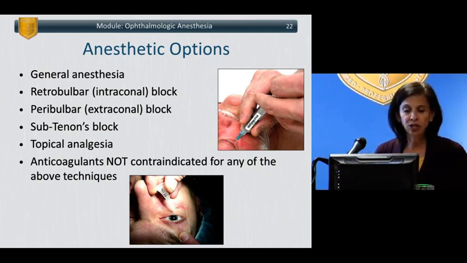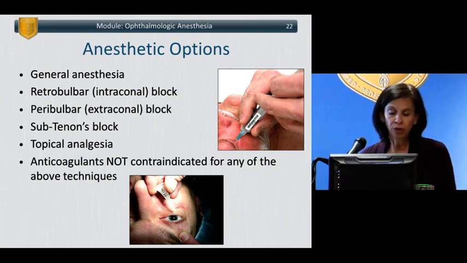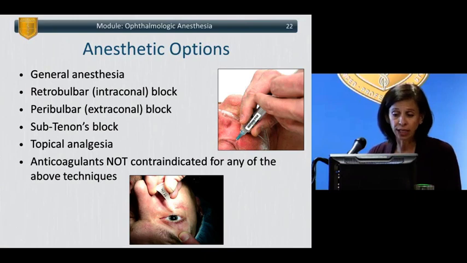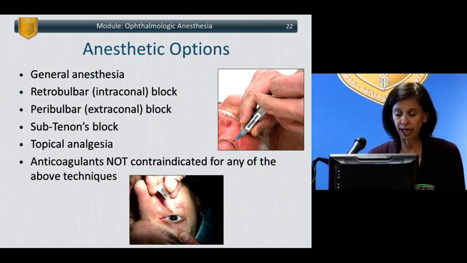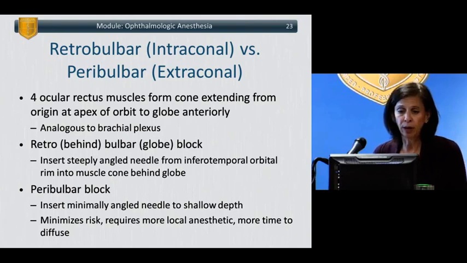And then there's topical analgesia, which is just topical eye drops that does not involve any needles or injections of local anesthetics. Again, it's felt that anticoagulants and antiplatelets are not contraindicated for any of the above techniques, even the blocks. We're going to spend a little time on the peribulbar and retrobulbar blocks.